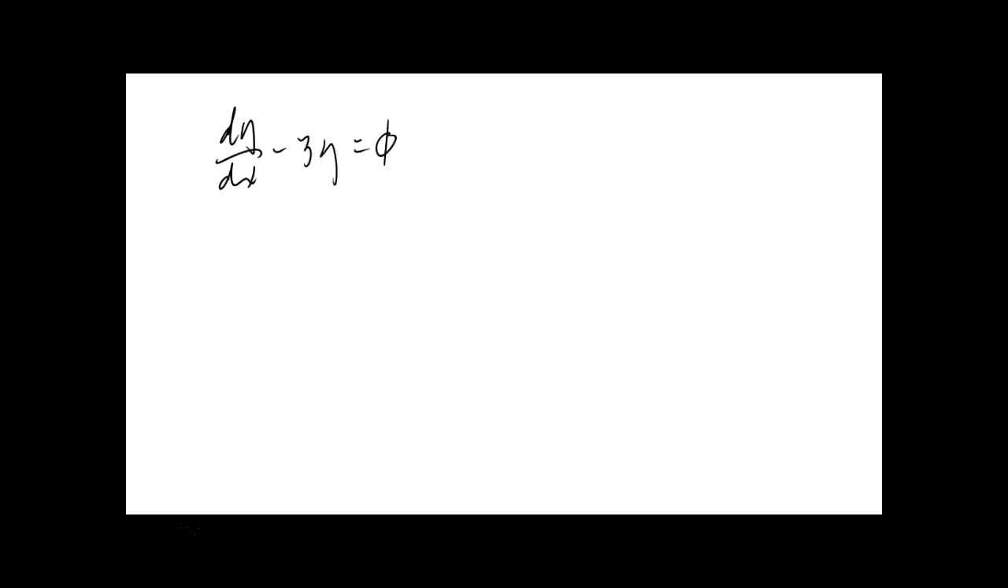First, locate your p. What's your p? Negative 3. So your p of x is equal to -3. What do we do with that? Integrate it. So the integral of -3 dx, by the way, would be what? Integrate that. Not that hard.